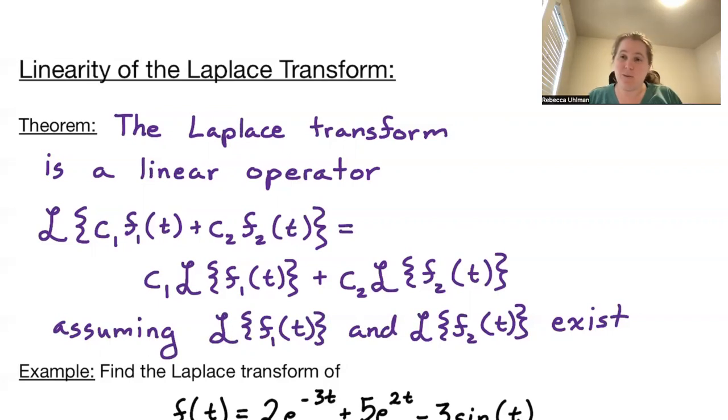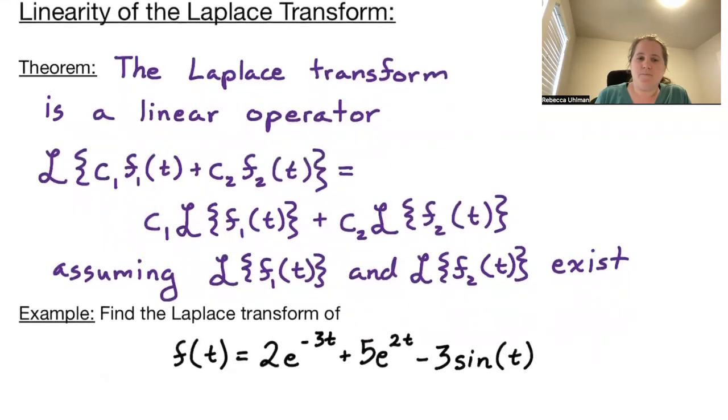Our integrals we can split, we can pull out scalar multiples, so we get the exact same thing happening here. And assuming those individual Laplace transforms exist, then the Laplace transform of the linear combination is just the linear combination of the individual Laplace transforms.